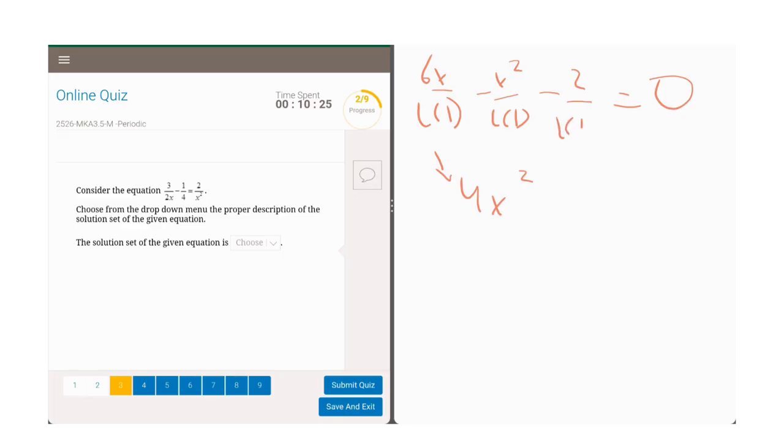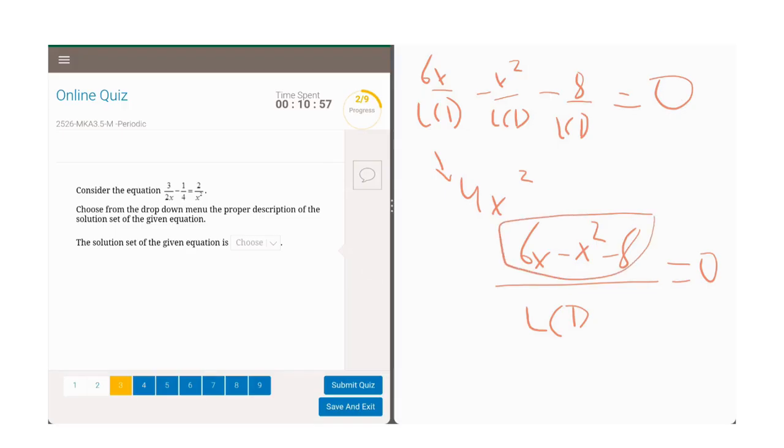So we'll have LCD. 2 multiplied by 4 would be 8. Then we can write this in a simpler form with 6x minus x squared minus 8 all over the LCD equals 0. Now I can rewrite this in standard form. So that means the highest power will go first. So negative x squared plus 6x minus 8.